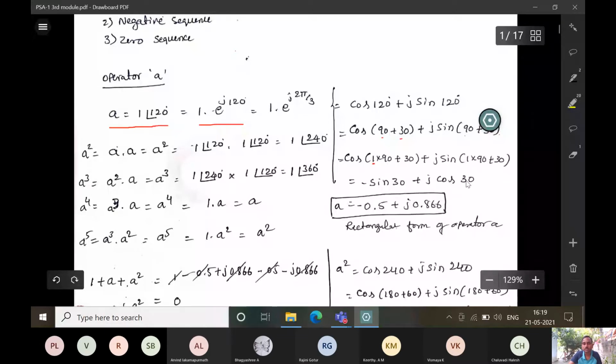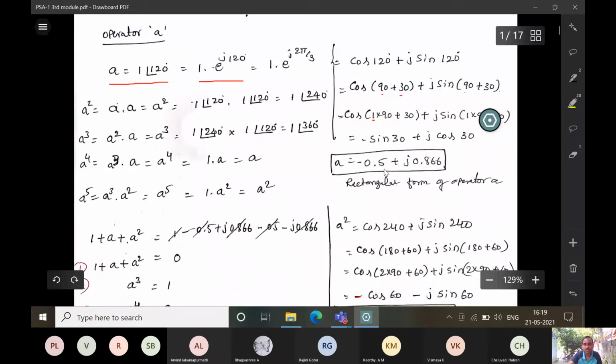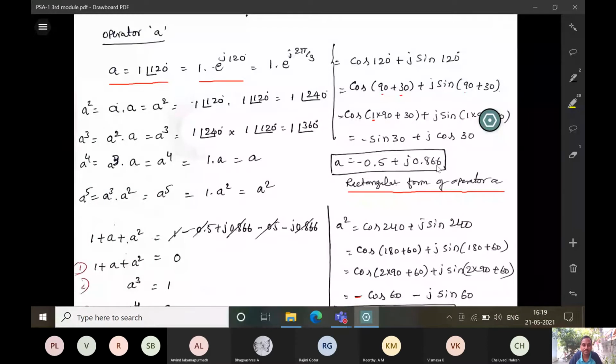At 30 degrees. Okay, so this can be written as minus sine 30, which is 0.5, plus cos 30, which is root 3 by 2, that is 0.866. So this is the rectangular form of operator a. So a can be written in rectangular format as minus 0.5 plus j 0.866. Okay, are you following this one? Yes, sir.